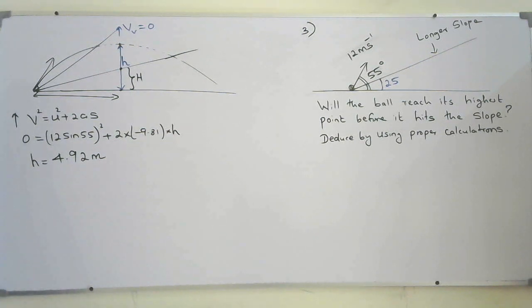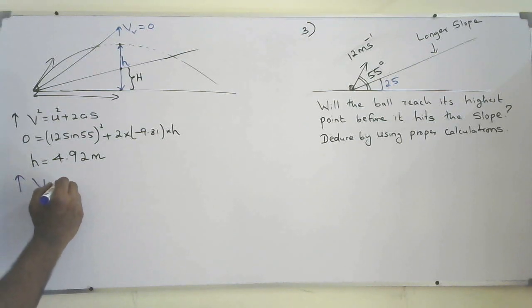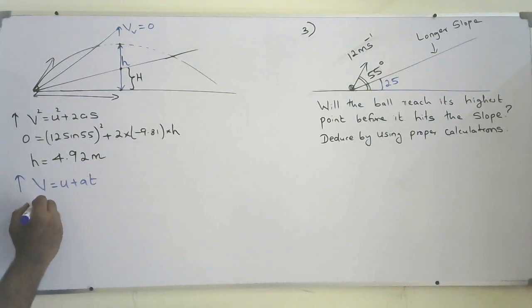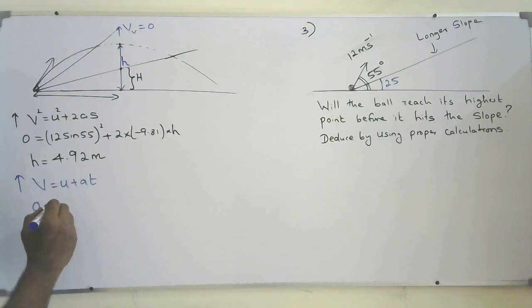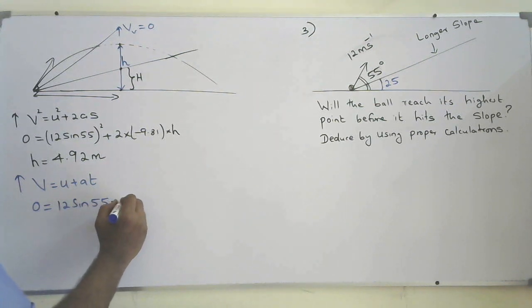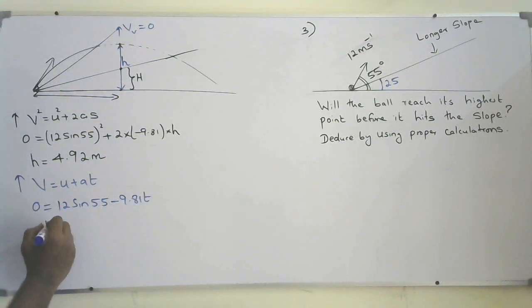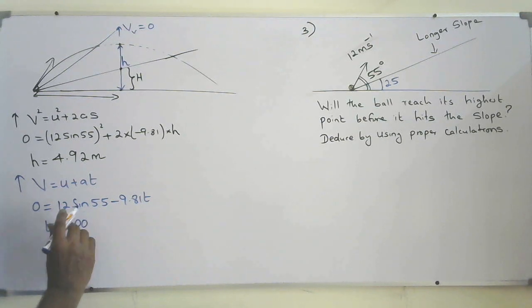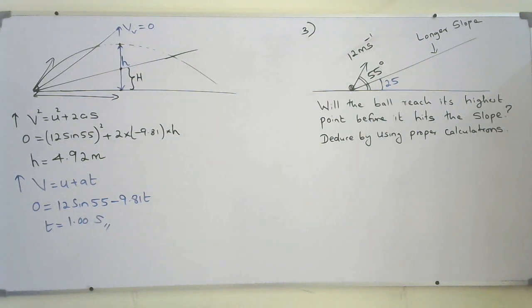Now I will find the time taken to reach the highest point if the slope is not there. v equals u plus at. I know at the highest point the vertical velocity is equal to 0. The initial velocity is 12 sin 55 minus 9.81 t. Find the time. So the time will be equal to 1.00 seconds. So it's exactly 1 second. The time taken to reach the highest point will be equal to 1 second.